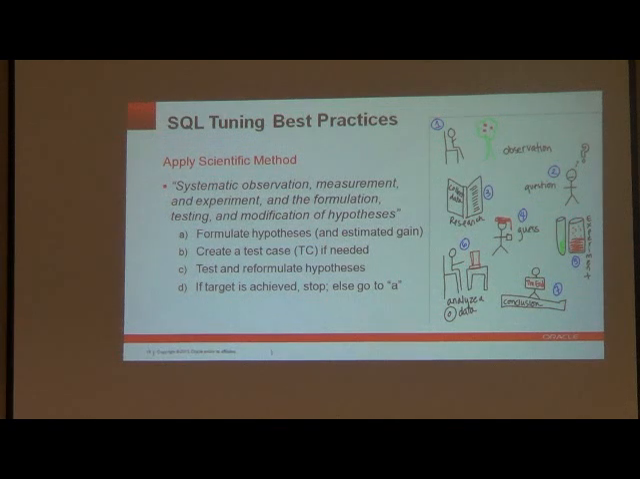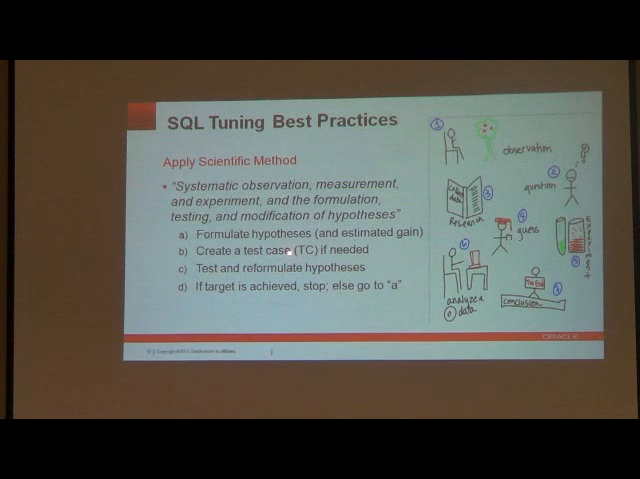We say, okay, assuming I fix this issue that I see on this execution plan, my performance should go from this long to this long. That is what you are assuming. That is your target. In some cases, we have to create a test case. Because if you have this idea, you say, if I were to change the plan this way, I may get better performance. Well, you have to create a test case.